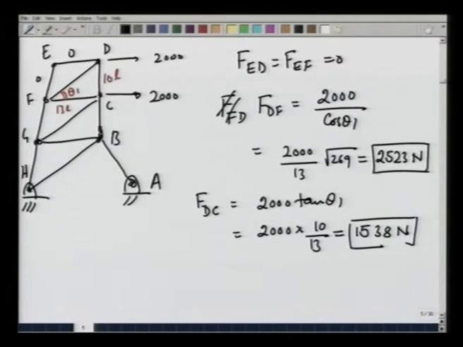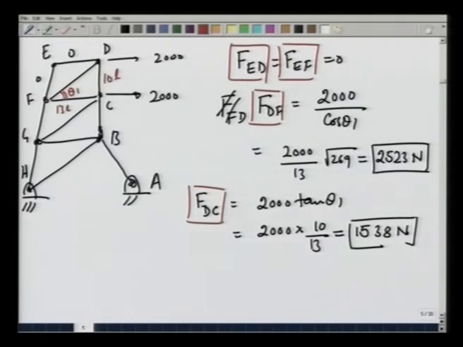So, we have found the four forces, let me box them, F_ED, F_EF, F_DF, F_DC. We found this, we found this, we found this, we found this. Now, we can move on to point F, because on point F now I know two forces F_FD and F_EF, and two unknown forces are going to be F_FC and F_FG. So, with two equations I can find these forces also. Let us do that next.